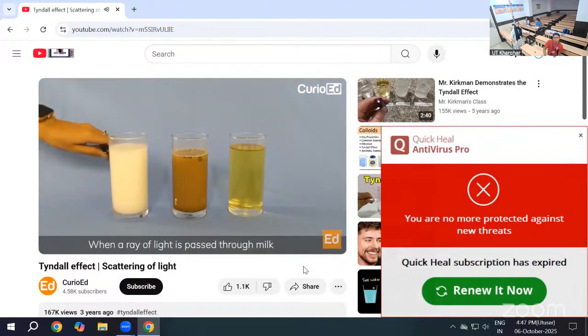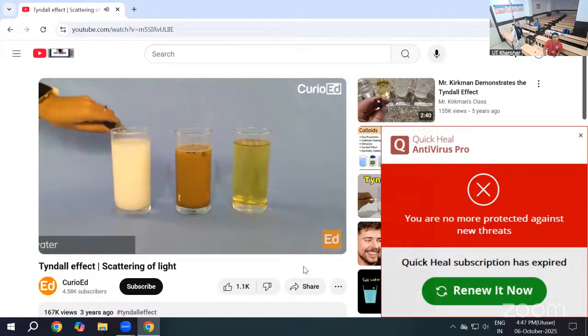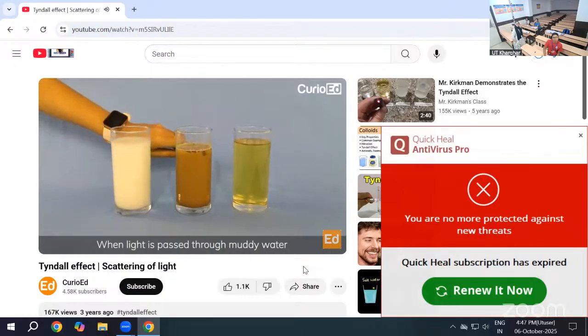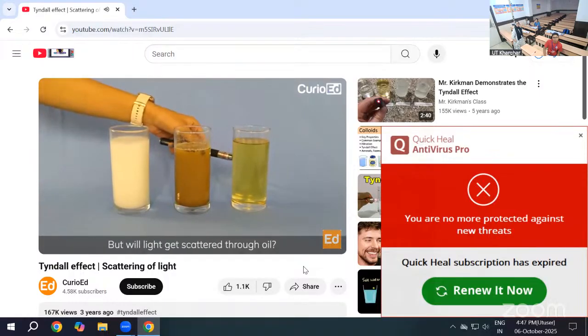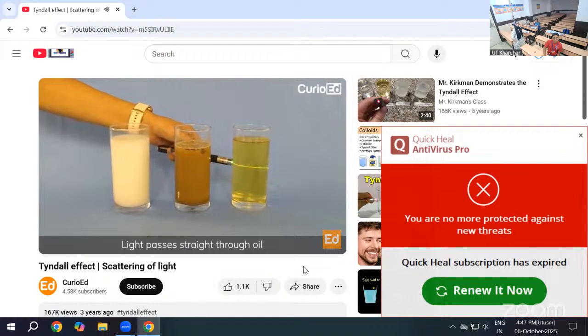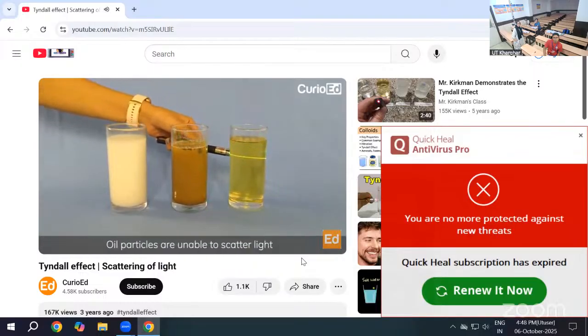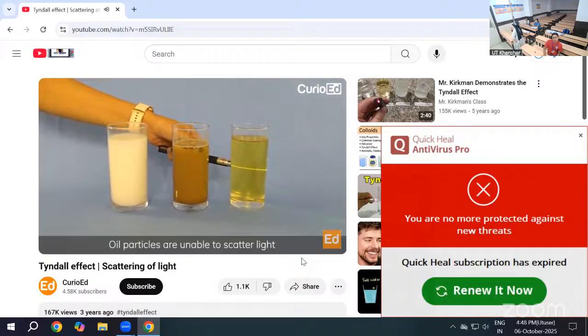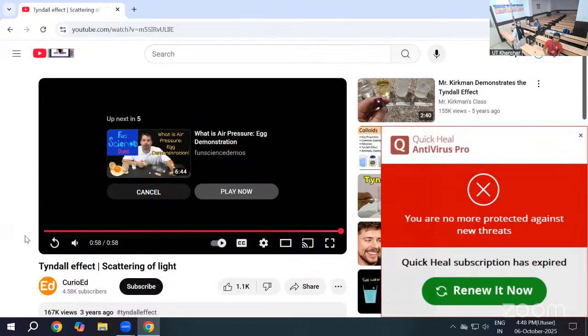ठीक है, milk in glass. No scattering. Particle size is 30 and for the colloidal one, 300.